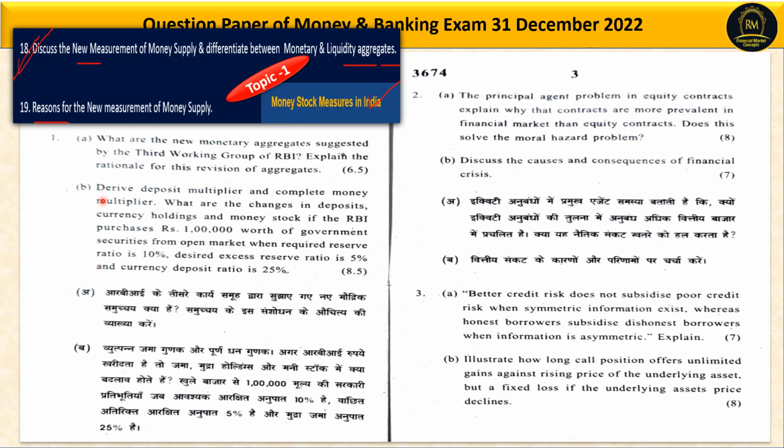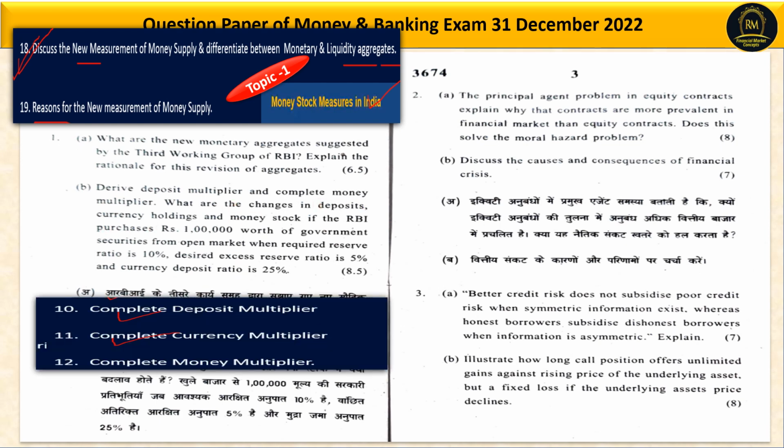Now coming to question number B. Derive deposit multiplier and complete money multiplier and numerical on it. So in question number 10, 11, 12 of topic 1, I asked you to please prepare nicely the deposit multiplier, the currency multiplier and money multiplier, and also prepare numerical question on this topic.